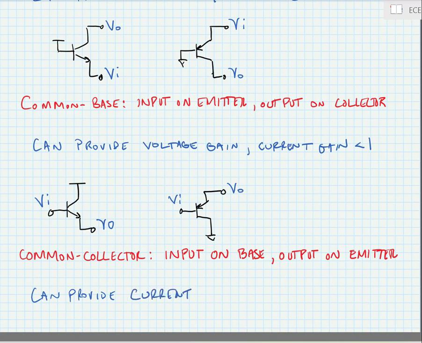Next, we're going to look at the analysis of an amplifier, and we'll do that in our next video.